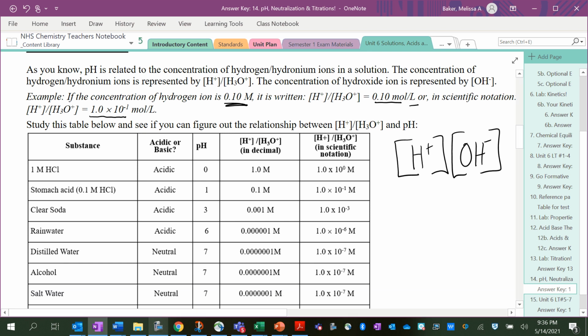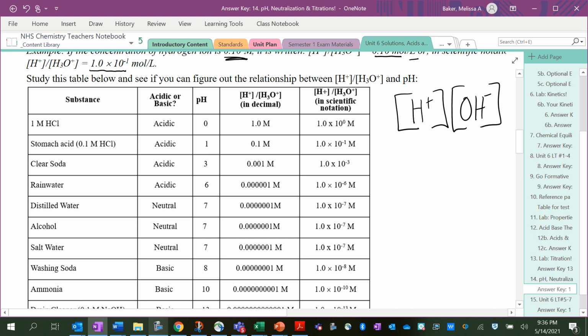So let's study this table and see if we can figure out how these relationships work. When the pH is 0, in scientific notation, it's 1 times 10 to the 0. That's what the concentration is. When the pH is 1, it's 1 times 10 to the minus 1. When it's 3, it's 1 times 10 to the minus 3. When it's 6, it's 1 times 10 to the minus 6. Okay, I see the pattern, and hopefully you do too.